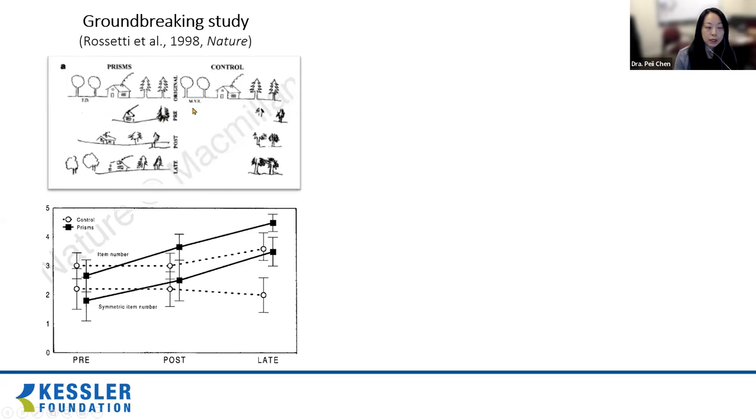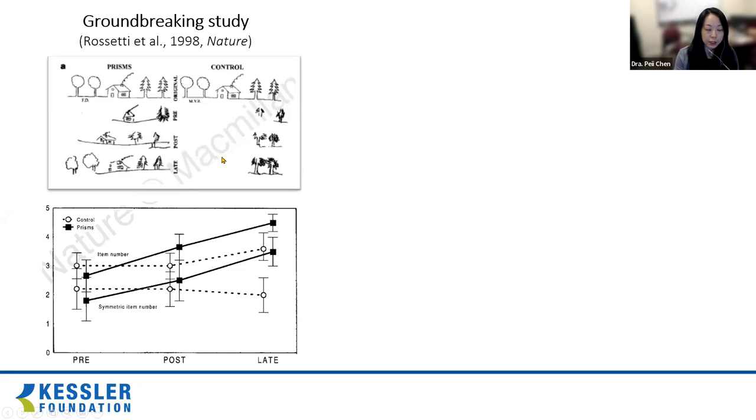Before the treatment, they all copy things on the right side, only neglecting the left side. After the treatment, immediately after the prism glasses are taken off, the patient in the treatment condition draws more stimuli on the left side. The patient in the control stays the same. And then later, 2 hours later, this person draws even more, paying more attention to the left side, and the control group didn't change.